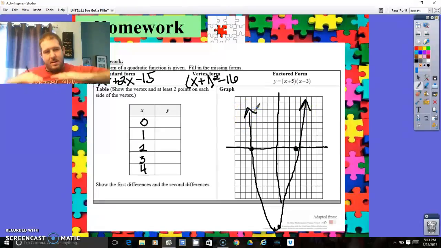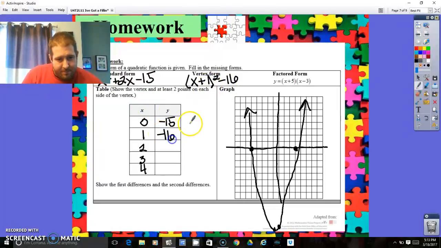Okay, I probably should have made the x-intercept be way higher because I ended up with not enough room on the bottom. Show the first differences and the second differences. So 0 is, oh, I can just tell it's right there in standard form, 0, negative 15. We know negative 1 is negative 16, so this has also got to be negative 16. That's a difference of minus 1. 2, if I put 2 in for x and solve, 2 plus 5 is 7. 2 minus 3 is negative 1. So it looks like 7 times negative 1 is negative 7.